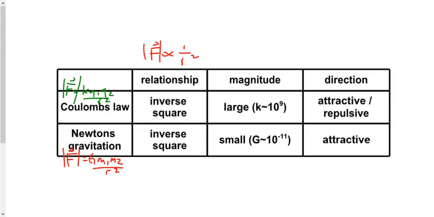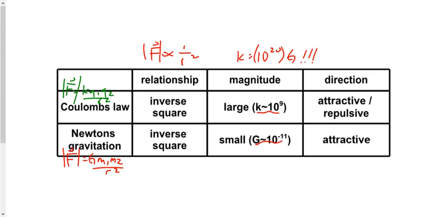The magnitude? Well, we said normally Coulomb's law would be a bigger force. And if we think about our experiences every day, that makes sense to us, right? But look at the constants as well. k is 10 to the positive 9. G is 10 to the minus 11. k is 10 to the 20 times bigger than G. So we can tell just by looking at the constant that the electric force is going to be a bigger force.